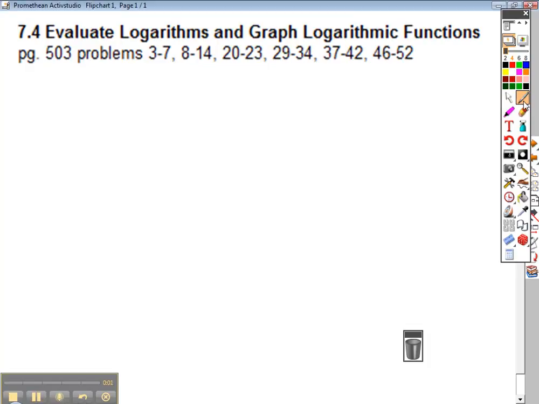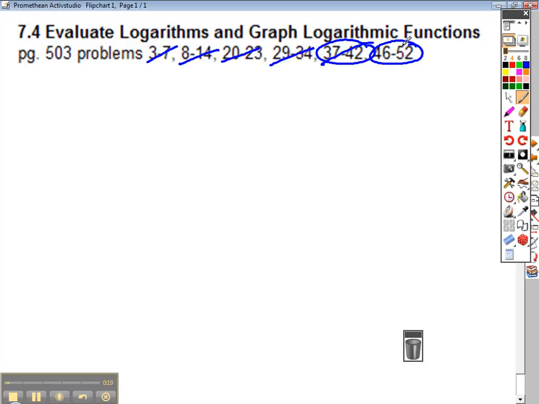Okay, so this is from Thursday's lesson. You don't need to worry about 29 through 34. These we had done previous days. 37 through 42 is where we're just going to focus our time. Actually, 37 through 42 don't worry about. We'll worry about 46 through 52, which is graphing.